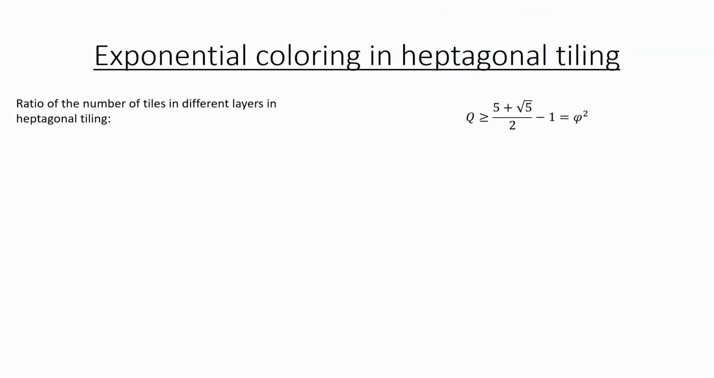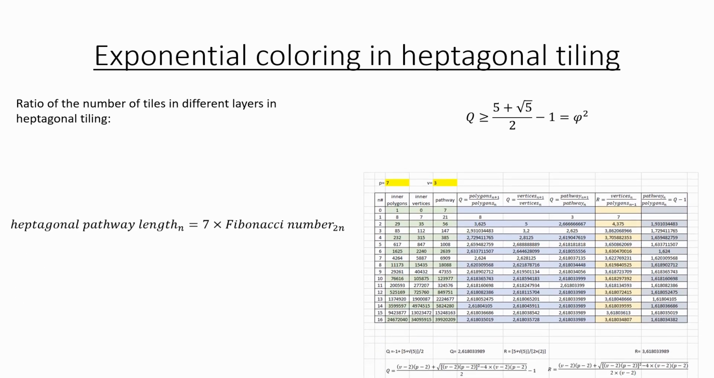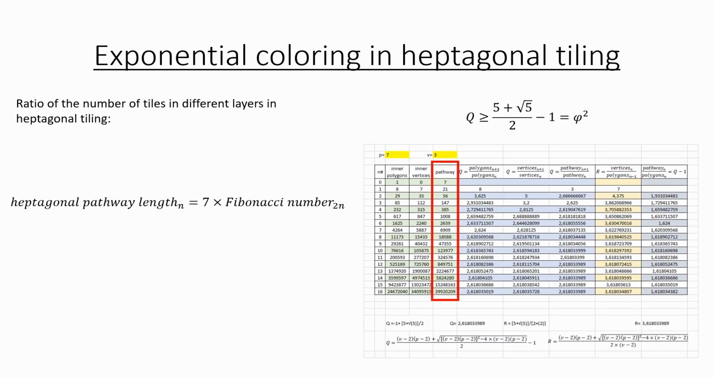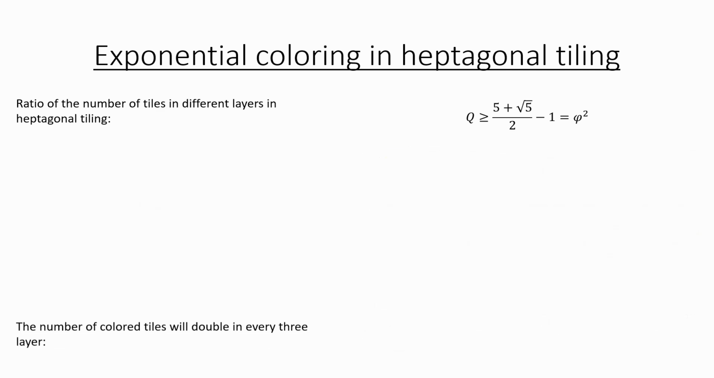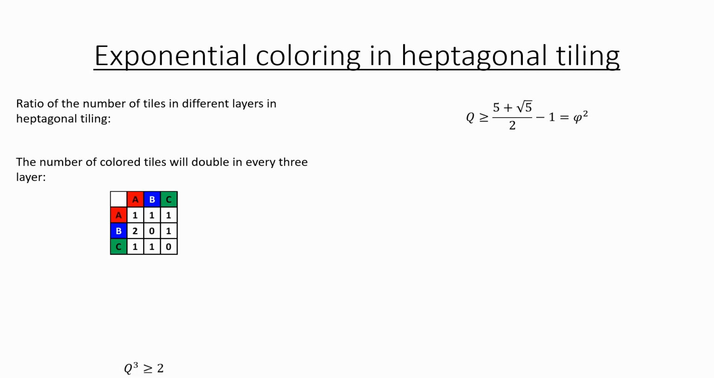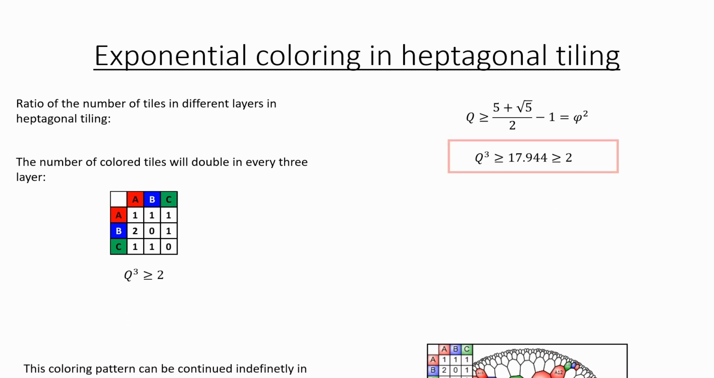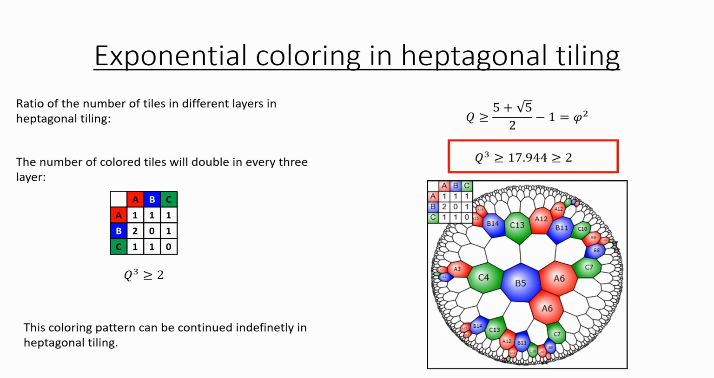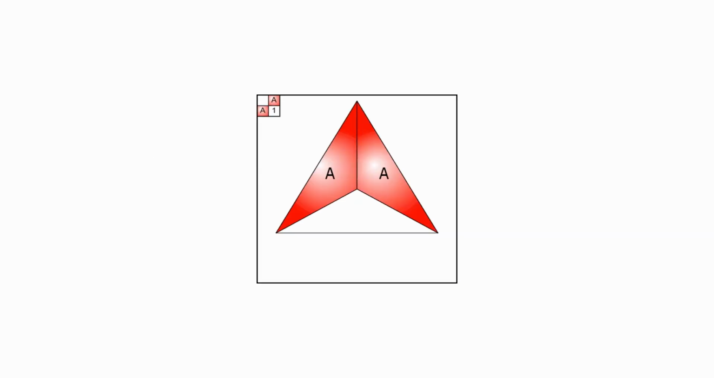If we observe the length of the pathways around the layers, we can see it is actually 7 times every second Fibonacci number. If we look at the conditions for continuation of exponential coloring, we can see that heptagonal tiling satisfies it. And that's how I went from analyzing the pattern of my birthplace to the ratios between layers of hyperbolic tilings.